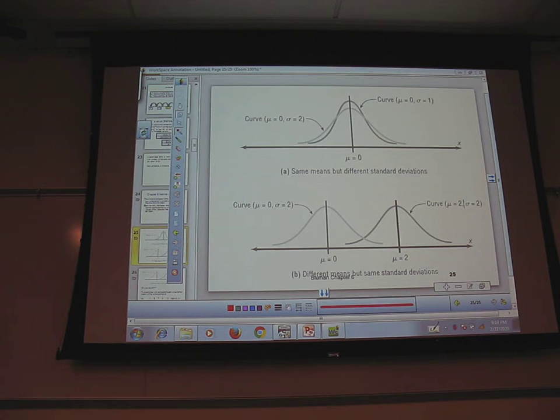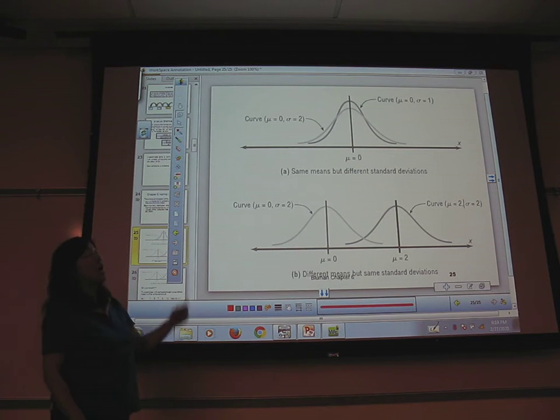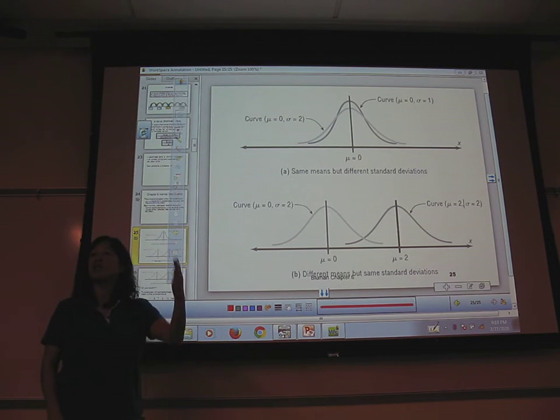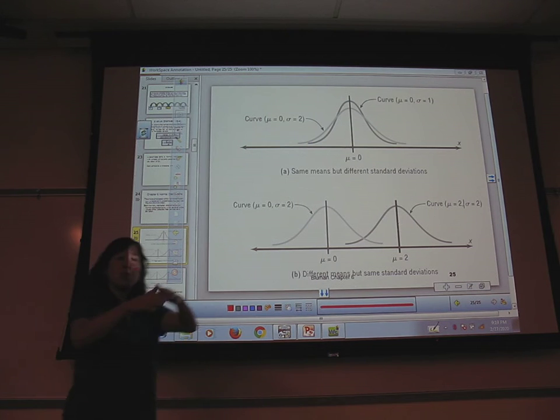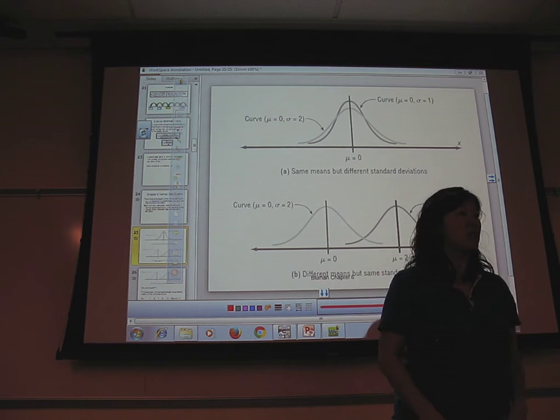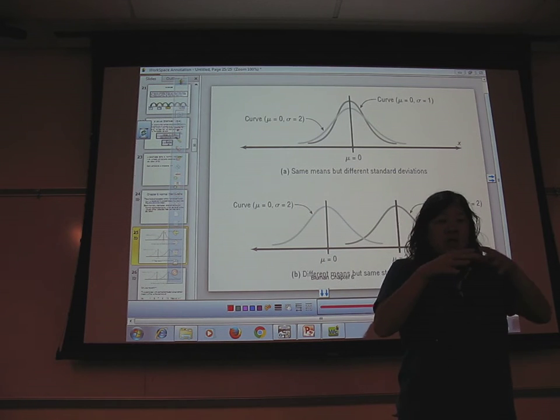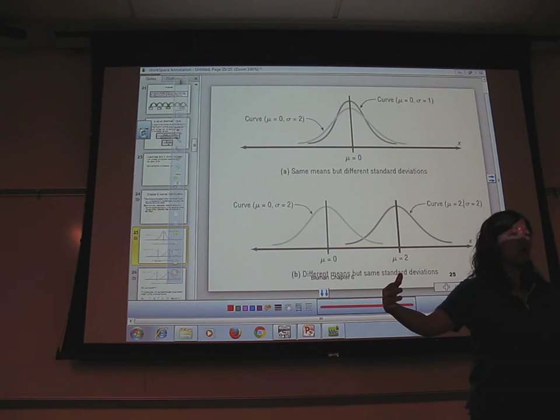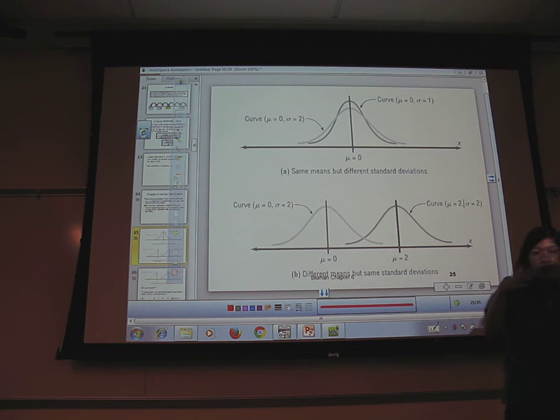You'll notice here the upper picture, those two have the exact same mean. They're centered at the same spot. But one is more spread out, and one is more squished together. They have different standard deviations. Standard deviation is how spread out you are, right? And if you're all squished up, then you have a smaller standard deviation. These two have the same standard deviation. They're the same shape. Everyone see that?